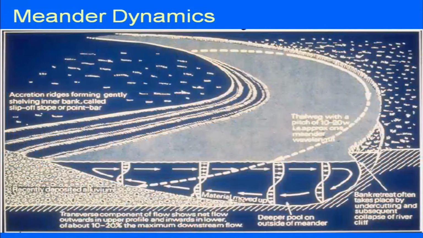If you take a cross section across the meandering river channel, the deepest part will be over here, towards the outer side where the erosion is taking place, and the velocity will also be higher on this side. Whereas the deposition is taking place here and will result in the accretion of the sediments and formation of the point bar.